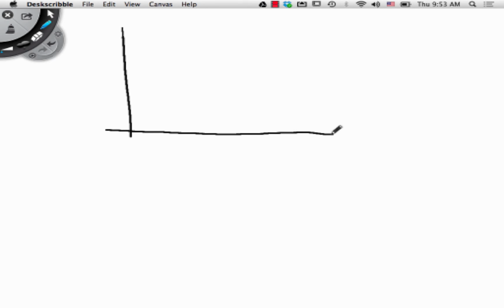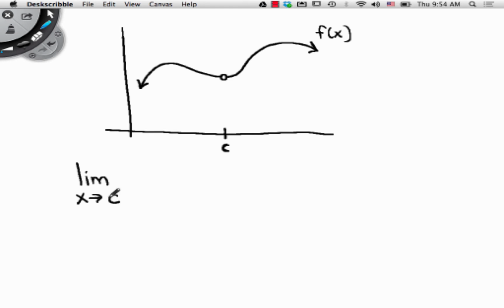We draw some kind of general curve right here, and this is the point C on the x-axis. And we've got some kind of function curve. I'll put an open hole here, like so. Okay? And this is the function f of x. Now, what I'm going to do is approach C from the left. And I need to show you what that looks like. It's written like this, Doris. The limit as x approaches C with a negative sign in the superscript position.